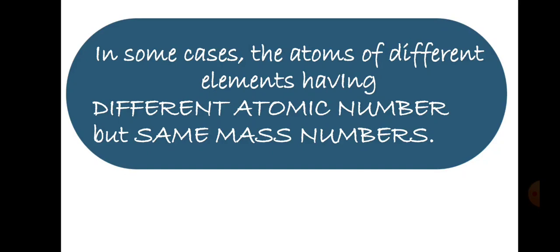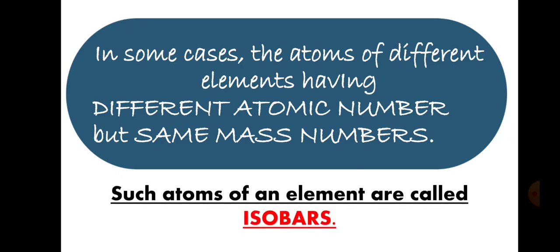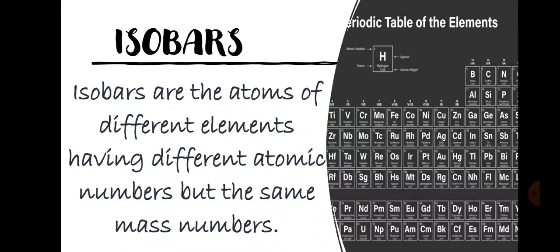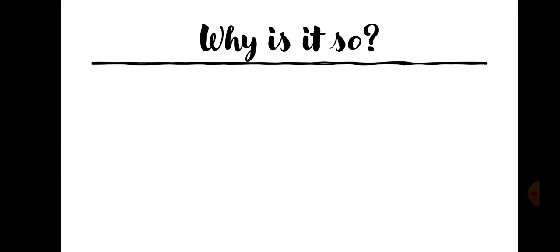Let us talk about isobars. In some cases, the atoms of different elements have different atomic numbers but the same mass numbers. Such atoms are called isobars. So isobars can be defined as the atoms of different elements having different atomic numbers but the same mass numbers.